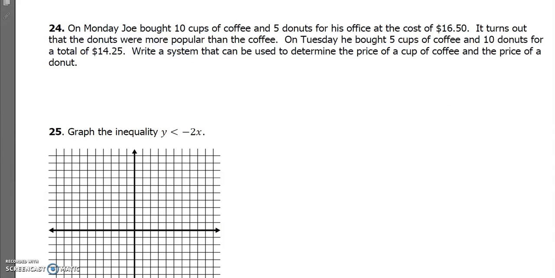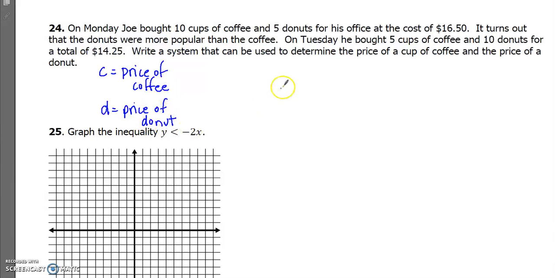Okay, it says on Monday, Joe bought 10 cups of coffee and 5 donuts for his office at the cost of $16.50. It turns out that the donuts were more popular than the coffee. So on Tuesday, he bought 5 cups of coffee and 10 donuts for a total of $14.25. Write a system that can be used to determine the price of a cup of coffee and the price of a donut. Okay, so we're going to use C to represent the price, how about the cost, it doesn't matter, price of coffee. And we will use D to represent the price of a donut.